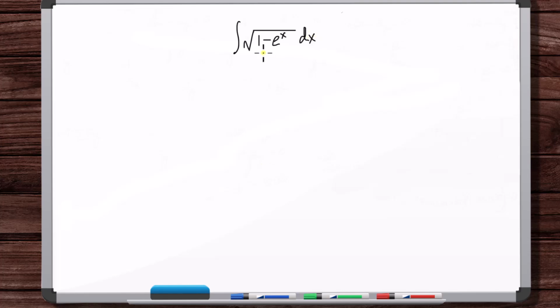here, thinking about the traditional substitution rule, there's nothing we can do. There's no substitution we can make to where then the differential is there. If we had an e to the x out here, then we could do something. We could say that u is equal to 1 minus e to the x, and then the differential of that is minus e to the x dx, and we have an e to the x dx, but we don't have that here. So again, after learning the substitution rule, if we didn't learn any different, we would just say, okay, we can't do a substitution.